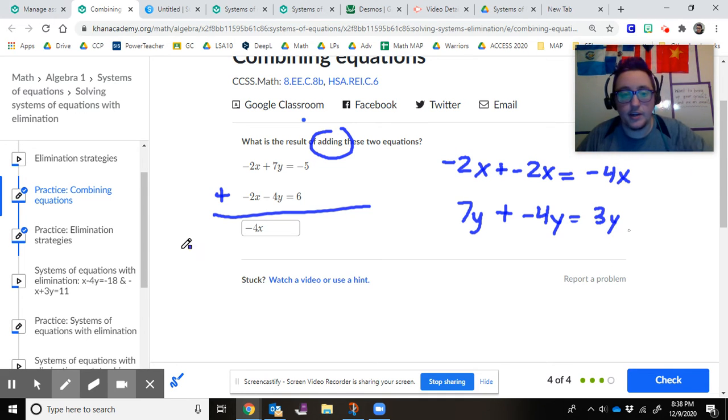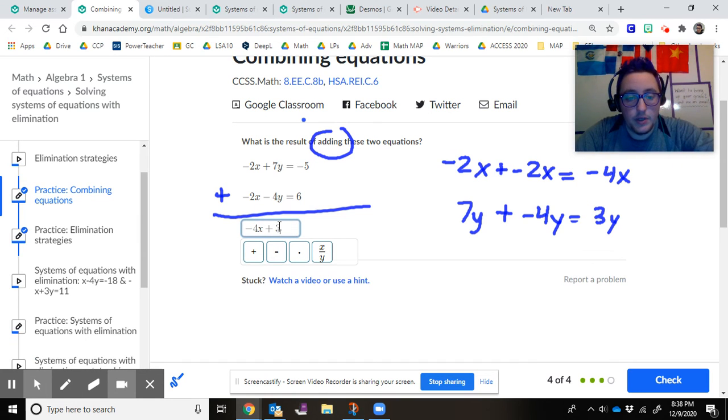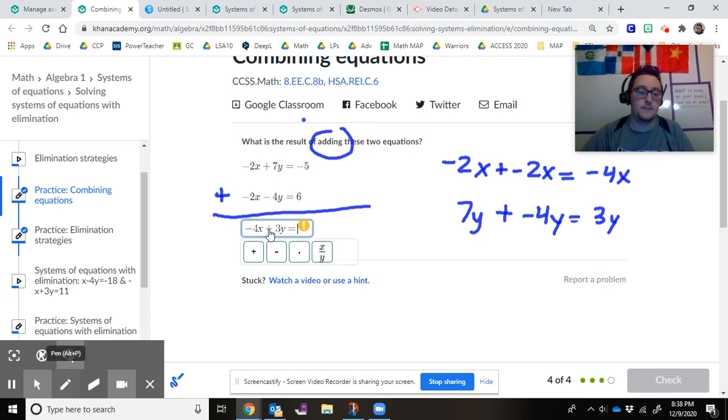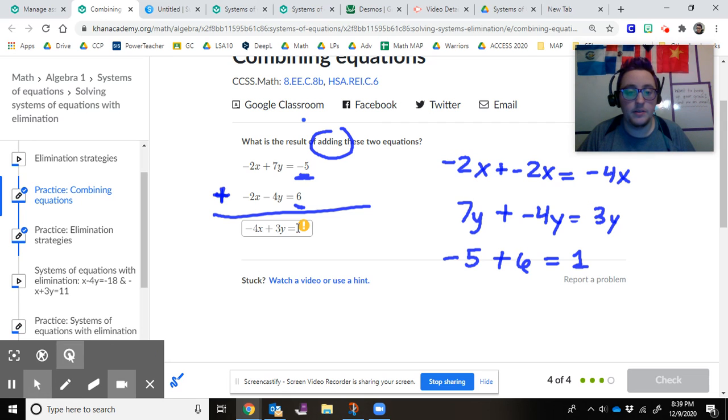You can use a calculator to answer this part if you want. It's not a big deal. Plus 3y equals, and our last piece, negative 5 plus 6. Right, that's doing negative 5 plus 6. And I get 1. So I'm going to type that in.